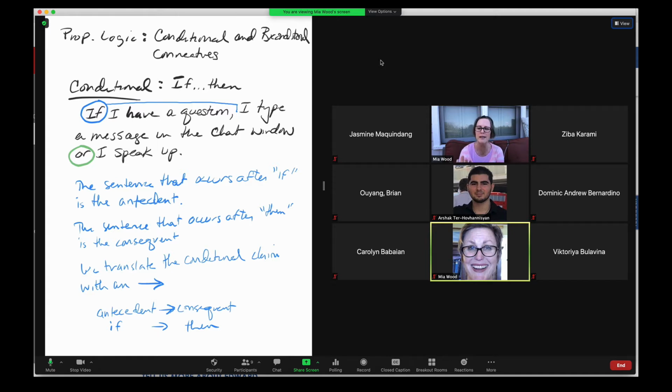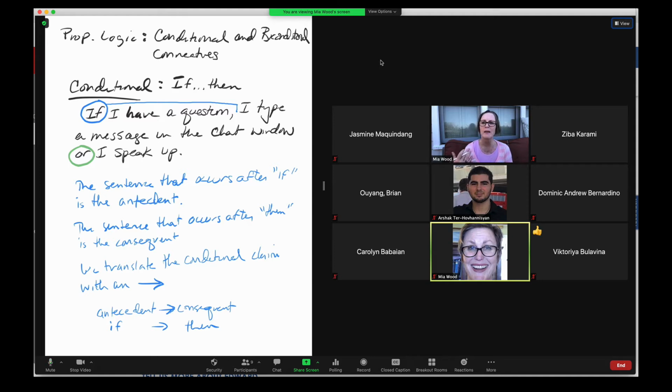Let's begin that process by going back to this notion of a dependent relationship that the conditional ordinarily expresses, right? So is it fair to say, for example, that in the assertion, if I have a question, I type a message in the chat window or I speak up, right? The having a question is the condition that, when satisfied, yields the chat window or speaking up part of the sentence. Does that make sense to say? What do we think? So far, so good, I hope. Give me a sign. Anything. Thank you, Victoria. Okay. All right.